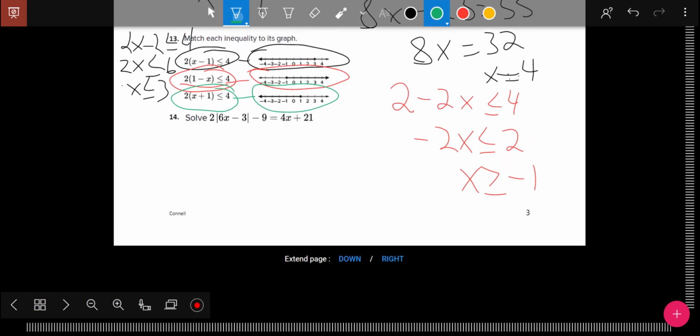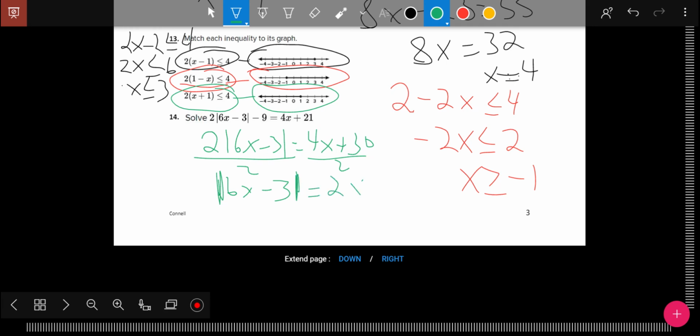For number 14, I need to add 9 to both sides. And so I get 2 absolute value 6x minus 3 equals 4x plus 30. I divide both sides by 2. I get the absolute value of 6x minus 3 equals 2x plus 15.